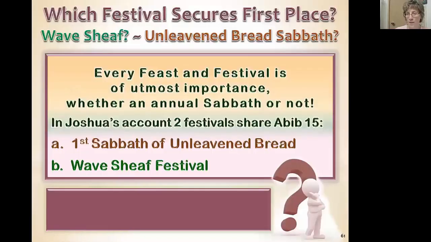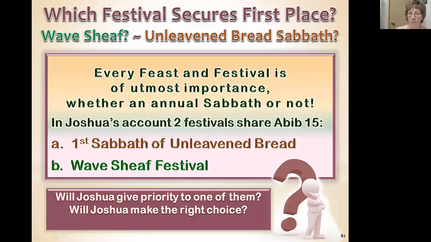But which festival secures first place? We've got Wave Sheaf and unleavened bread, both on the same day. And they're both very important festivals, whether they're an annual Sabbath or not. And Joshua here has got them both on Abib 15, the Shabbat of unleavened bread, our Shabbaton, and Wave Sheaf Festival are both on the 15th. Will Joshua give priority to one of them? Will Joshua make the right choice? And does it matter? Or does it really not matter at all?